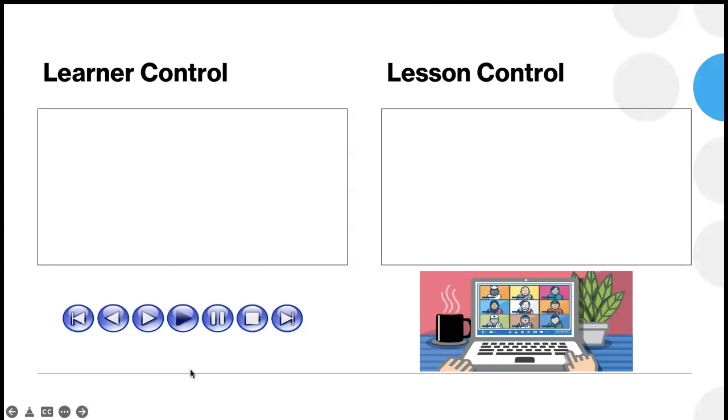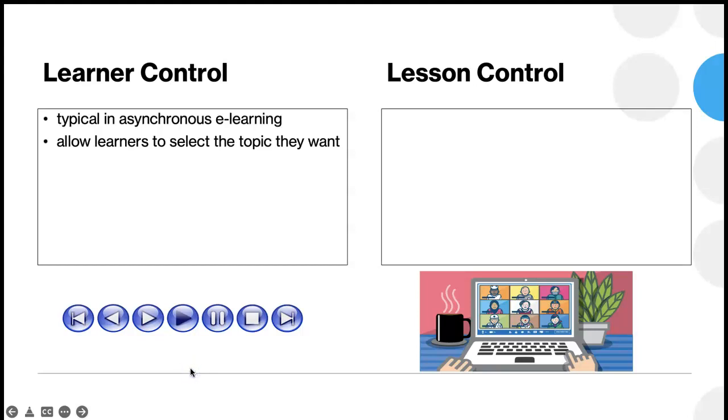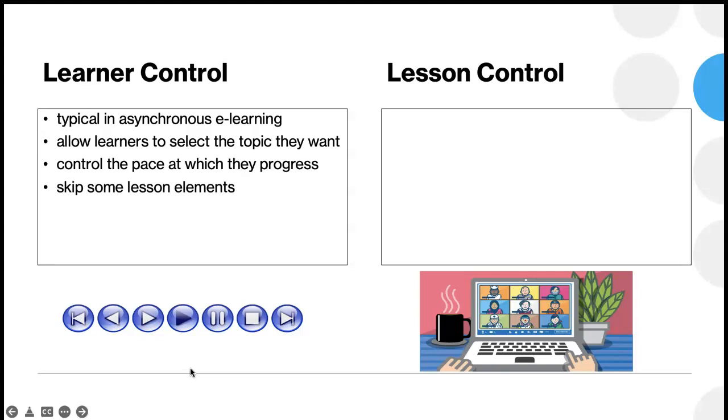Learner control is typical in asynchronous e-learning courses. It allows the learners to select the topic they want, control the pace at which they progress, skip some lesson elements such as practice exercises, return to previous lessons to review material, and select display preferences. This learning design is ideal for those who are highly self-motivated and works best with learners that have higher metacognitive skills.